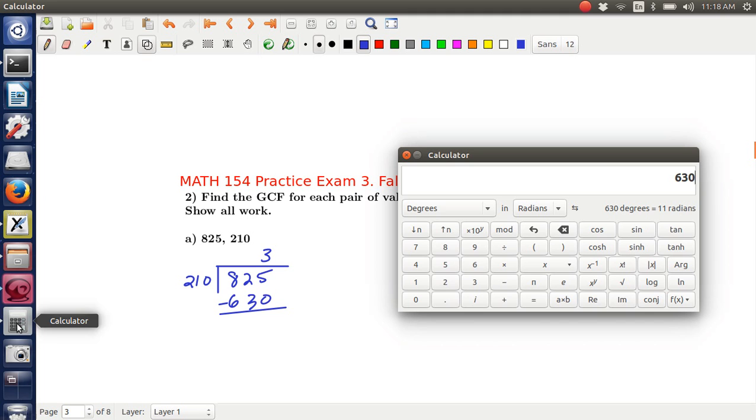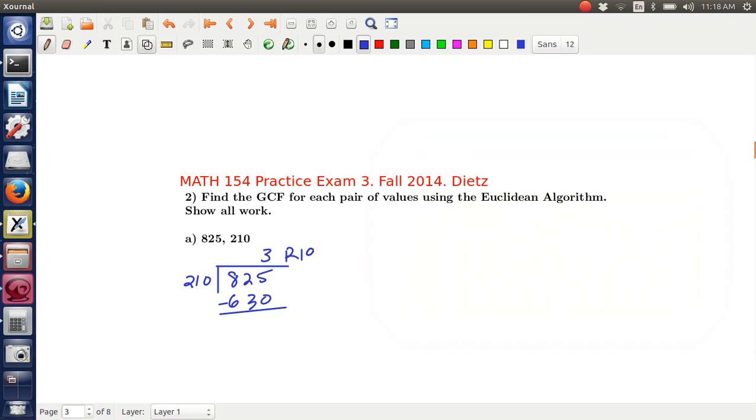Okay, and then we say 825 minus 630 is what? Remainder 195. That's what we do. And then we forget about the 3. This remainder goes over here, and this 210 goes over here, and we forget about the 825. We just rotate this around and continue the process. So now we get 210 divided by 195, and of course this is 1 remainder something. It's just going to be remainder 15, so we don't really have to worry about this.